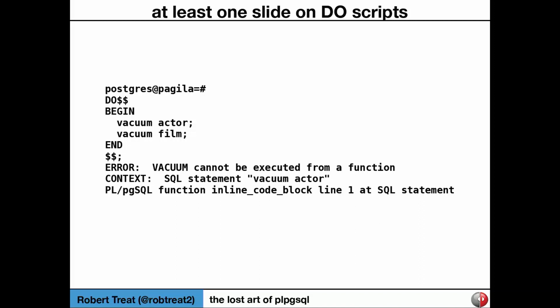I think people thought maybe with do scripts we would get that ability. It turns out you don't get that ability. If you were to try to do that, you'll get an error like this, right? Vacuum can't be executed in a function. These are just two tables within there, right? And so you can't do that.